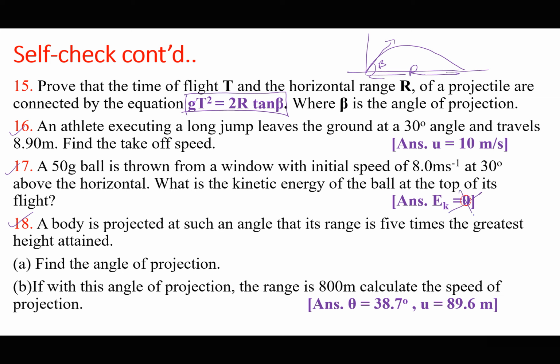This is not correct, because the horizontal velocity is not zero. Even though the vertical velocity goes to zero, the horizontal velocity is not going to be zero. So you need to find the horizontal component of velocity at the highest point. It is going to remain the same. So Vx is 8 cos 30.